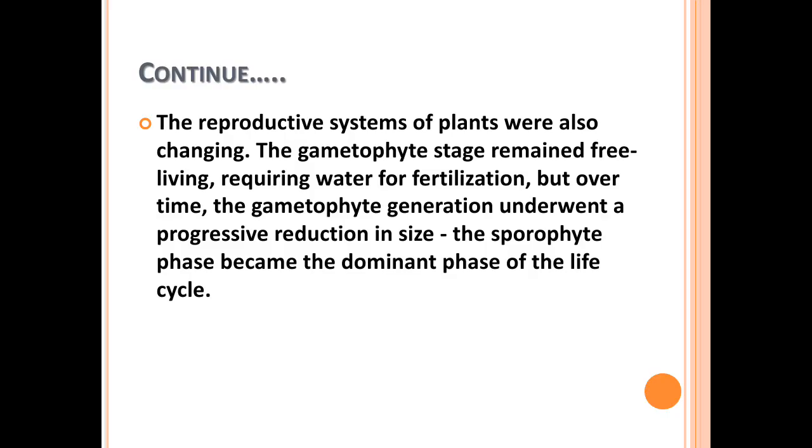The reproductive system of plants was also changing. The gametophyte stage remained free living, requiring water for fertilization, but over time the gametophyte generation underwent a progressive reduction in size. The sporophyte phase became the dominant phase of the life cycle.